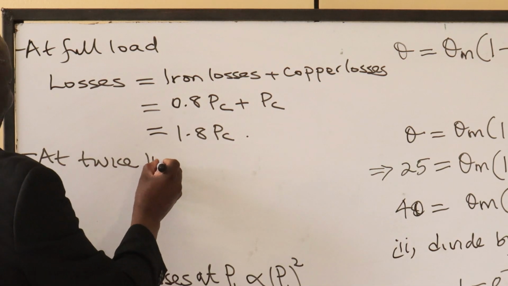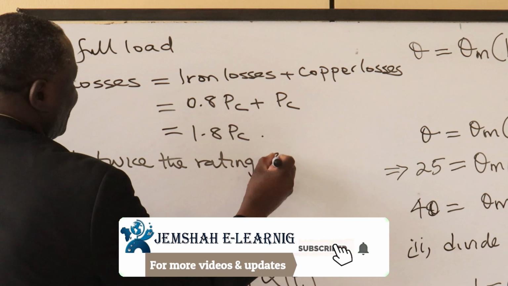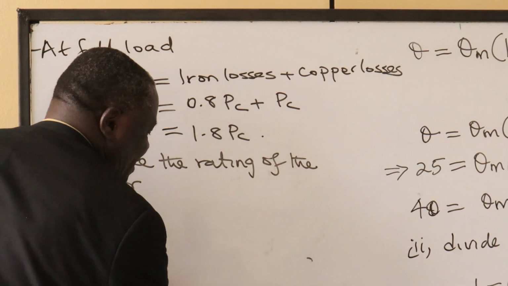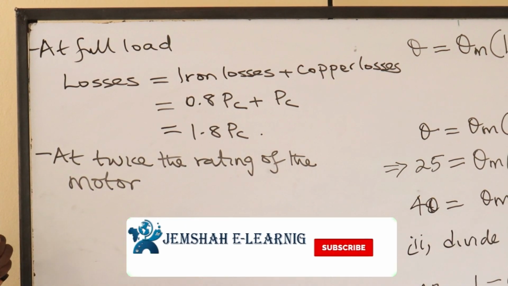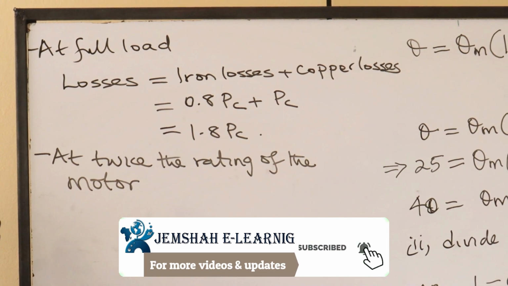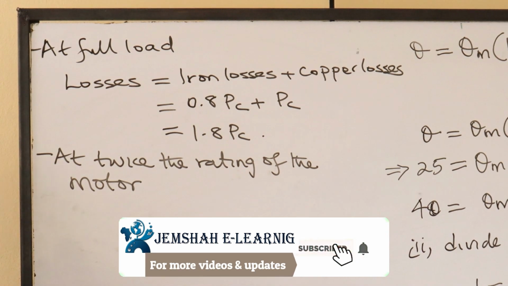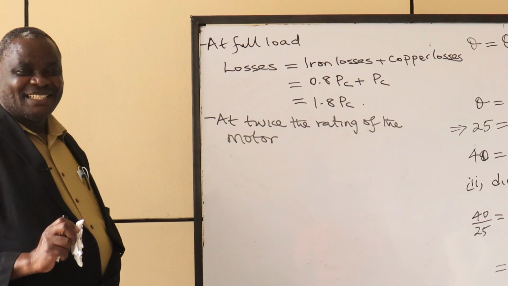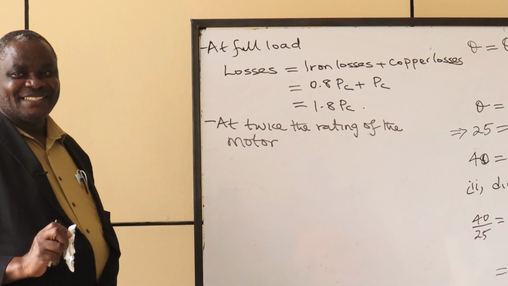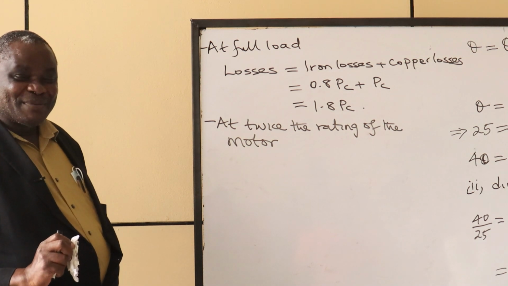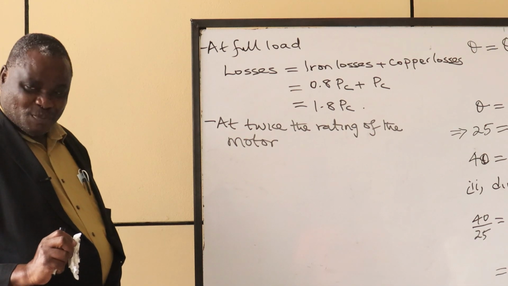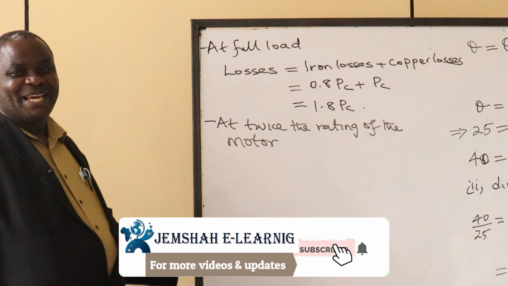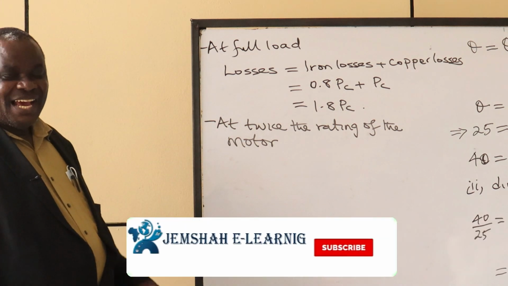At twice the rating of the motor, what do we expect the losses to be? The iron losses, at full load, there is nothing that we square. The copper losses are copper losses, iron losses are iron losses. Sir, we are not squaring. Oh, you think we should square? Maybe you can explain. We are supposed to square at full load. What you are talking about, the square, is coming in now, the next step, where we are now, at twice the rating.